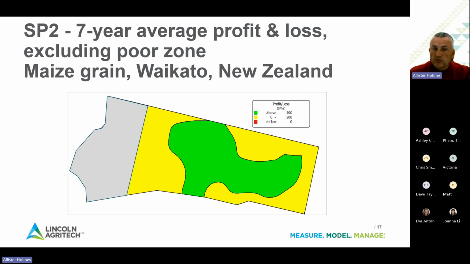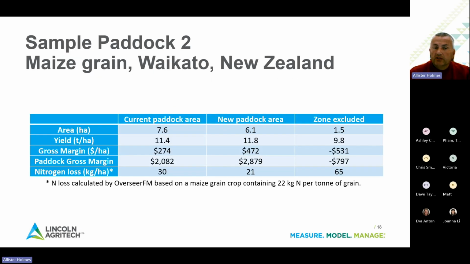So effectively put this artificial line across there and only cultivate, only plant up to that line. And we can measure it and say, well, based on the current paddock area, the whole paddock was 7.6 hectares. The average yield was 11.4 tonnes per hectare. The average gross margin was $274 per hectare.